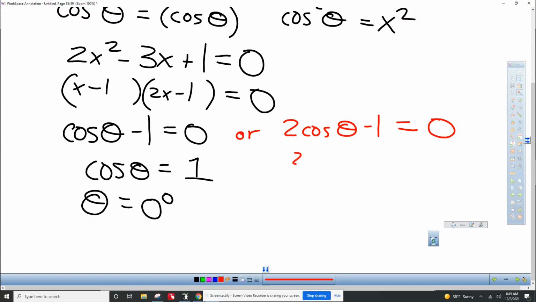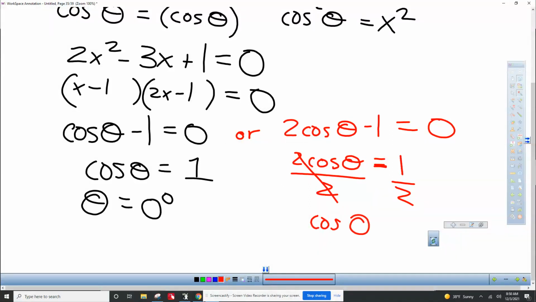So over here, you have 2 cosine of theta equals 1. What's our next step? Well, no, not yet. Look what this says. I've got to divide each side by 2, right? So now I have cosine of theta equals 1/2. Now go to your unit circle. Where is the x value 1/2? 60 degrees. There's another one.